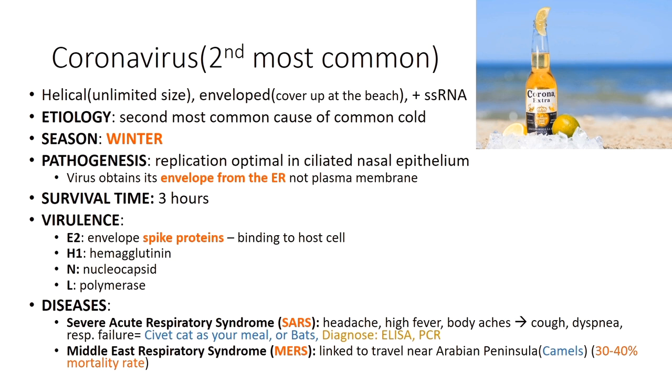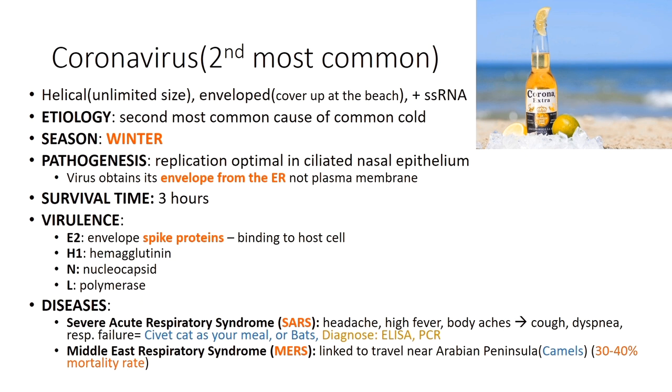This is the most common cause for winter common cold. So if they specifically say it's December or January and they have a common cold, be thinking of coronavirus before rhinovirus. So how this guy works is it enters the cells by binding to the epitopes on the host cells. It uses its spike proteins and hemagglutinin to bind and enter.